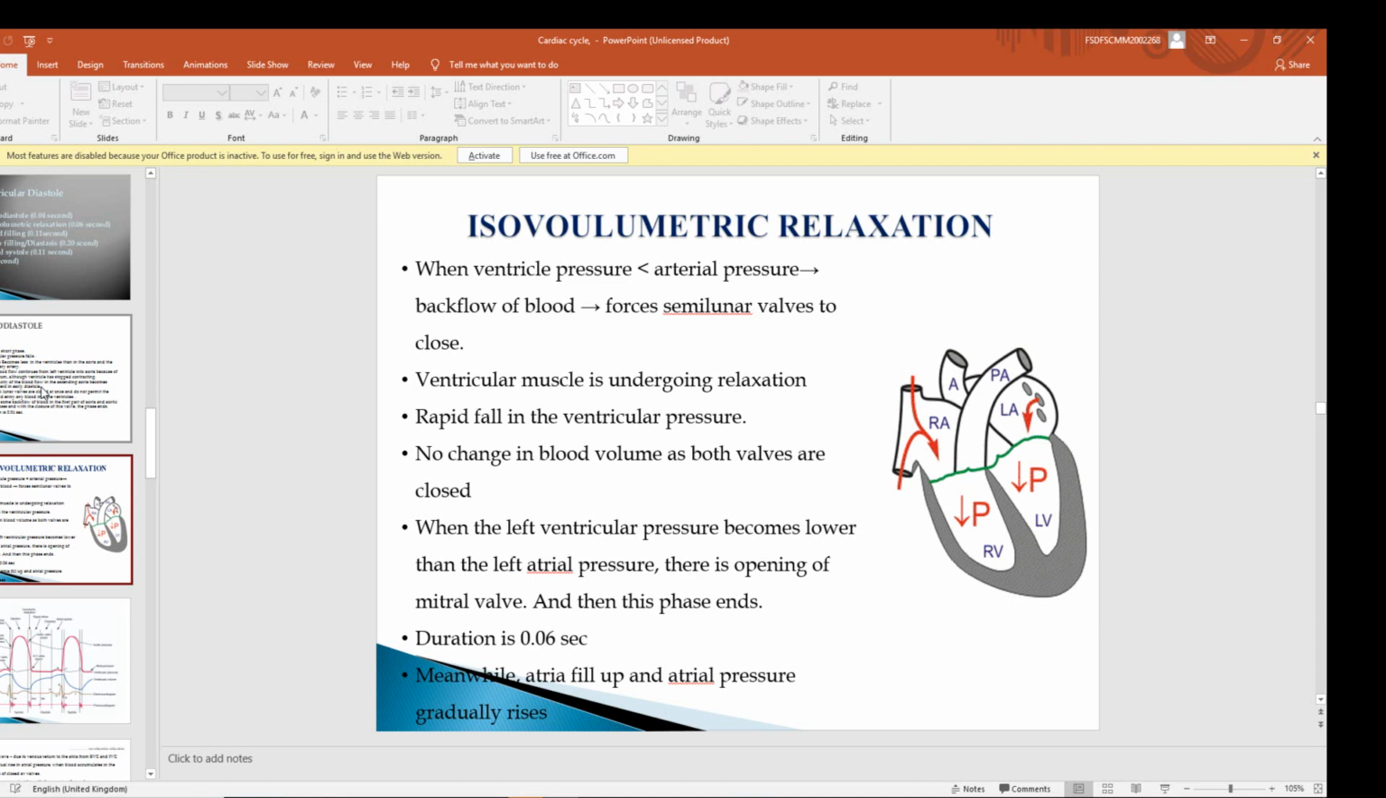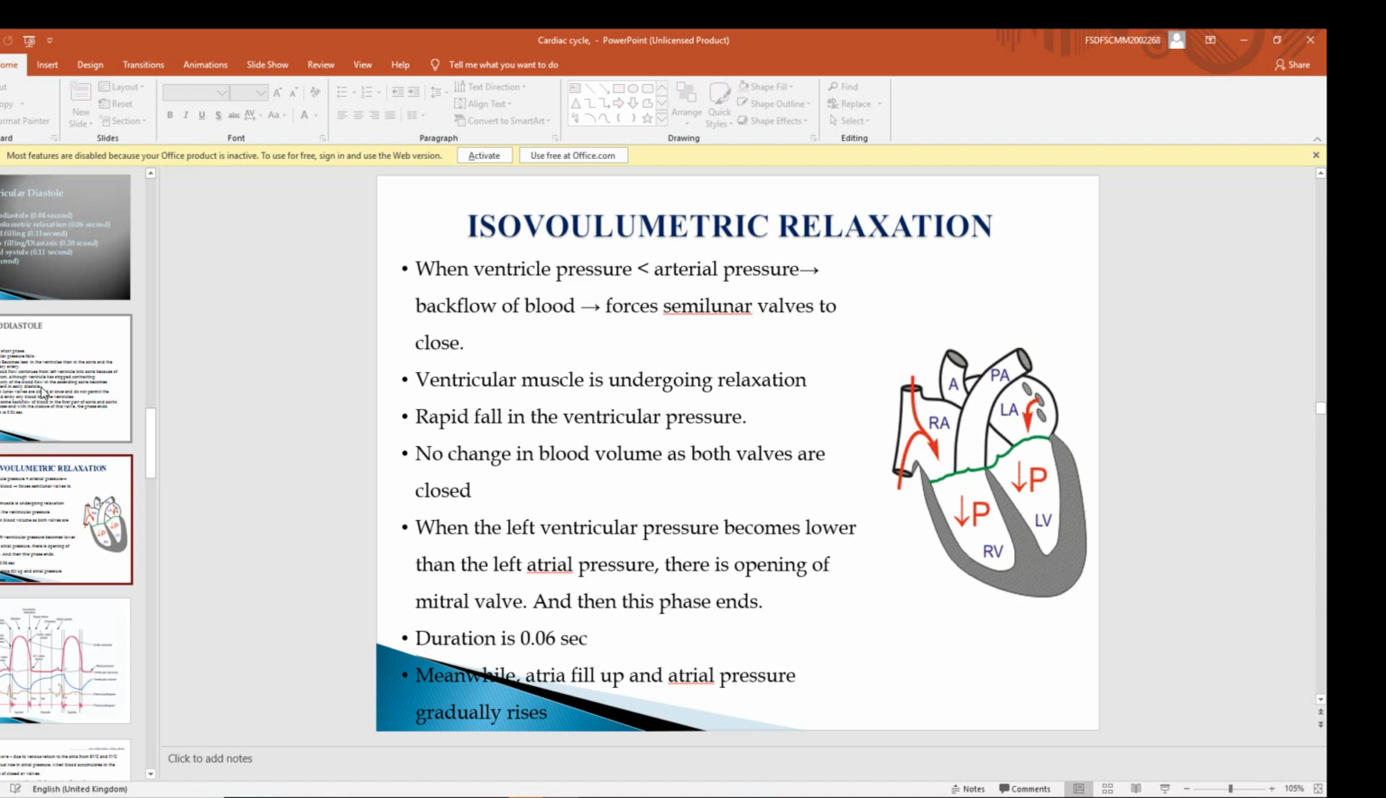Then comes the period of isovolumetric relaxation. Now what is it? Its duration is 0.06 seconds. When the ventricular pressure decreases below the arterial pressure, there is backflow of blood. And this backflow of blood is forcing the semilunar valves to close.